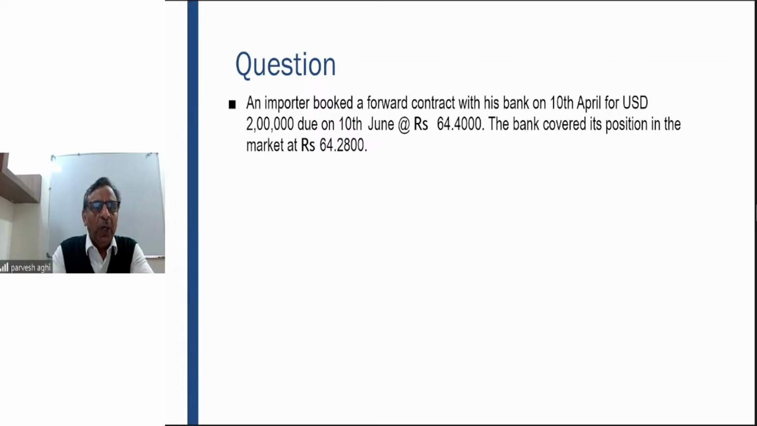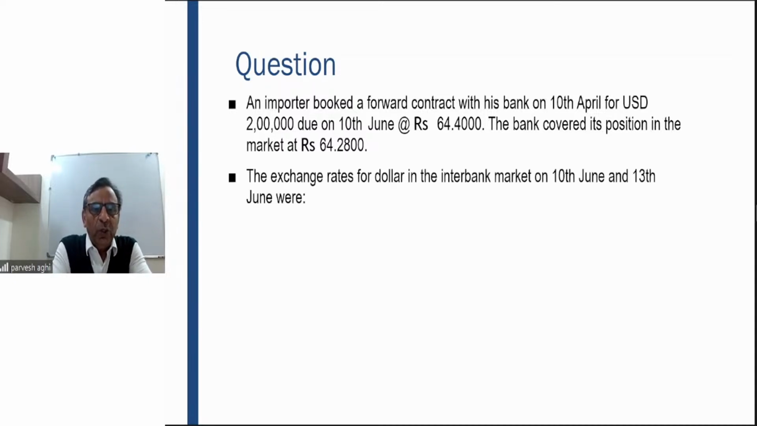So you are an importer. You booked a contract to buy dollars on 10th April when you approached the bank, and you require the dollars on 10th June. How many? $2 lakh at the rate of 64.40. The bank covered its position in the market at 64.28. So the bank is going to give the dollars to you at 64.40, but the bank is going to procure them at 64.28 from the interbank market. So banks are, of course, going to make a profit on that.